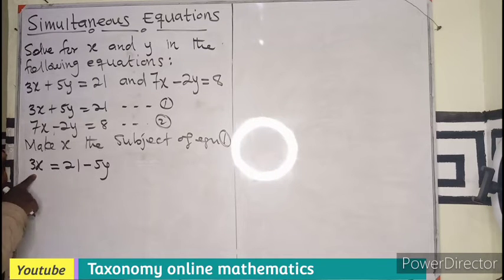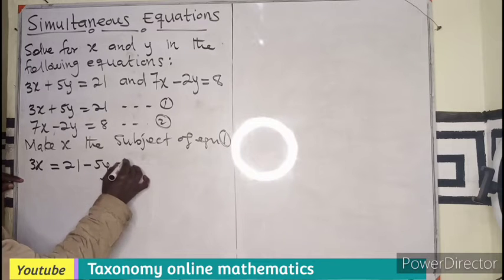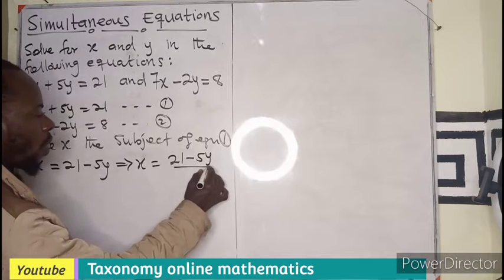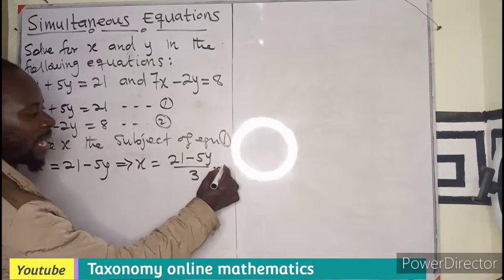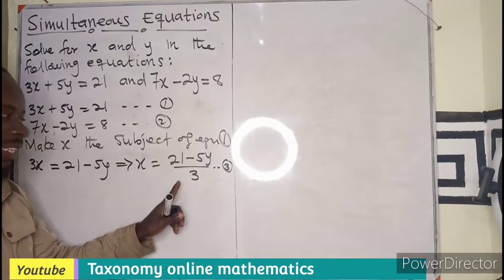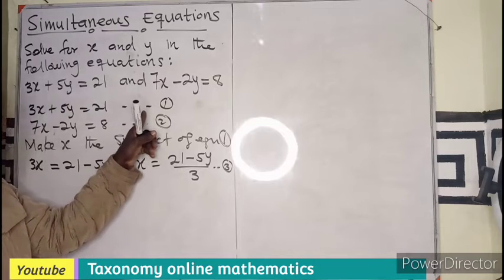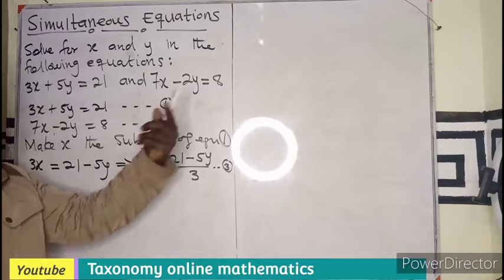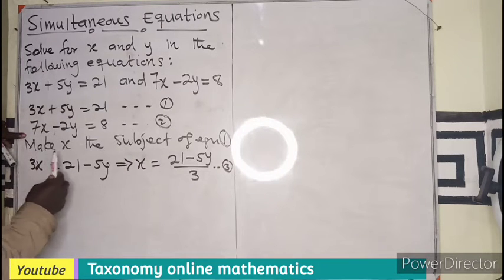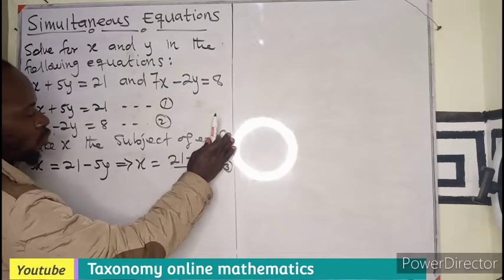They say make x the subject, not 3x. So divide both sides by what? By the coefficient of x. That will become, let me put it this way, x is going to be (21 minus 5y) all over 3. And this becomes our equation 3. So what I said earlier is that I can make x the subject in the first equation, and make it also the subject in the second equation. So let me follow that method before we go to the other one. Make x the subject in equations 1 and 2.